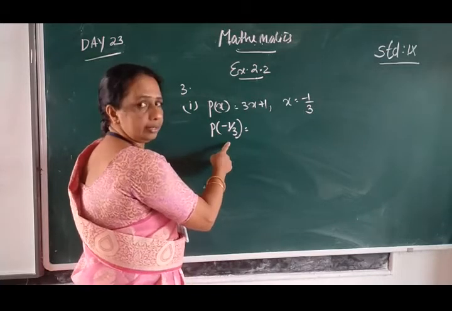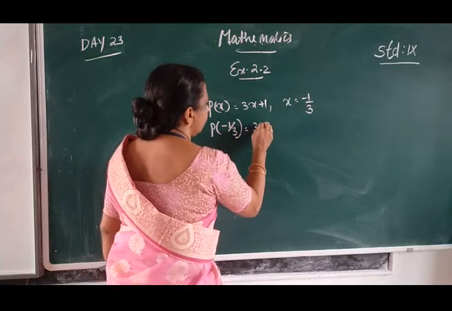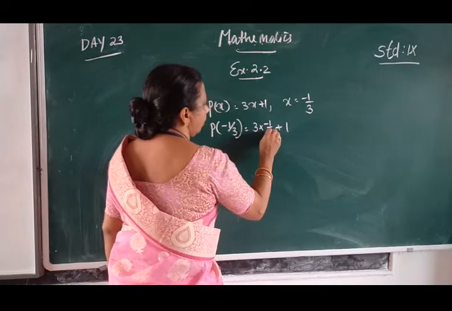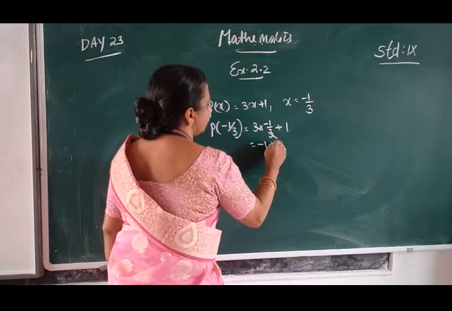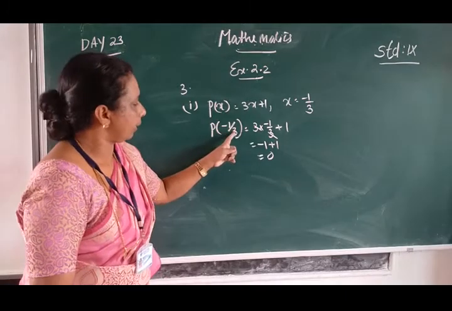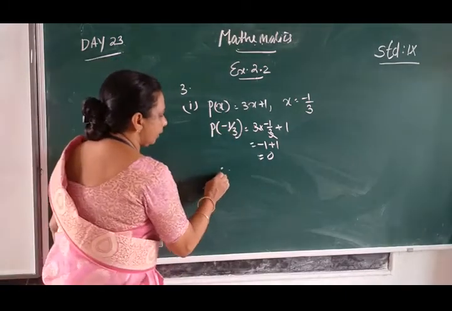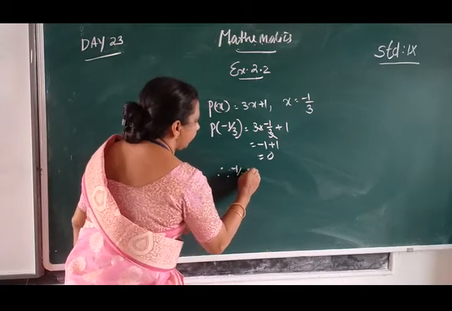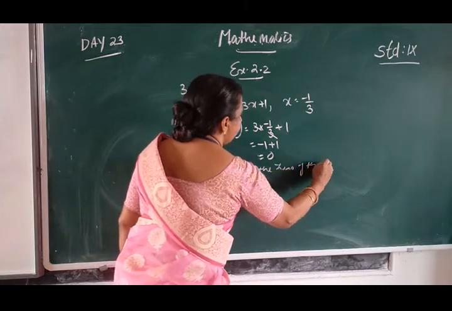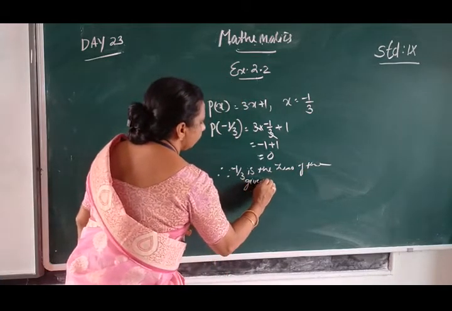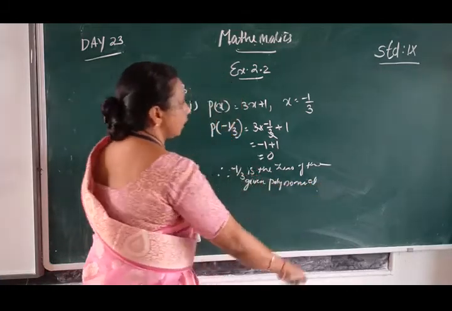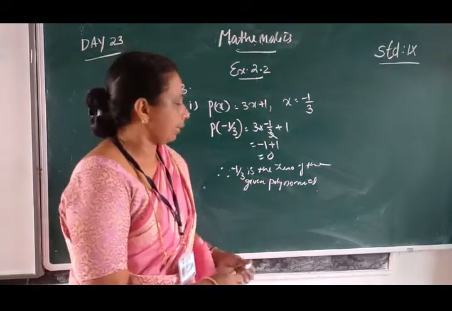That is p of minus 1 by 3 is equal to 3 into, in the place of x we have to put minus 1 by 3, plus 1. 3 cancelled, we get minus 1 plus 1, that is equal to 0. P of minus 1 by 3 is equal to 0. So we can say that minus 1 by 3 is the zero of the given polynomial. This way we can find that.